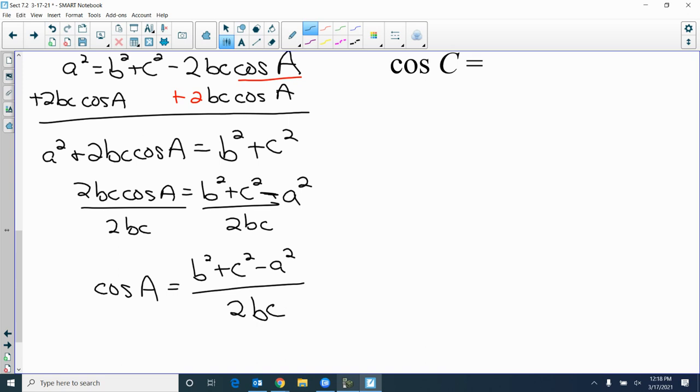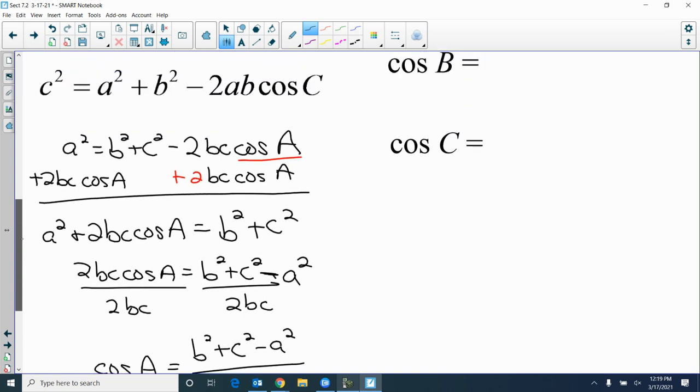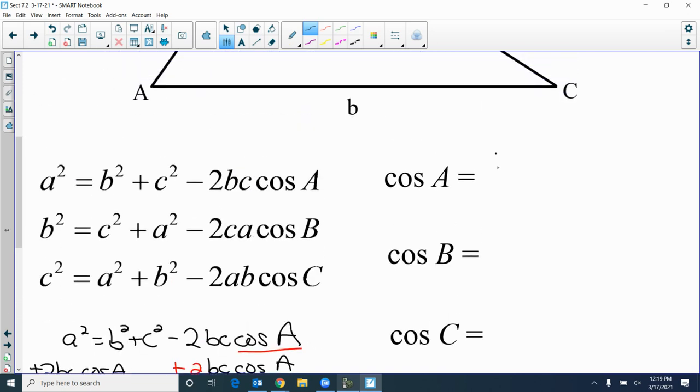So a lot of times if you're looking for the angle, you can start with the original one, but then you've got to do all that work in here. It's a little bit easier if you start here with this equation. So cosine of A equals B squared plus C squared minus A squared divided by 2BC.